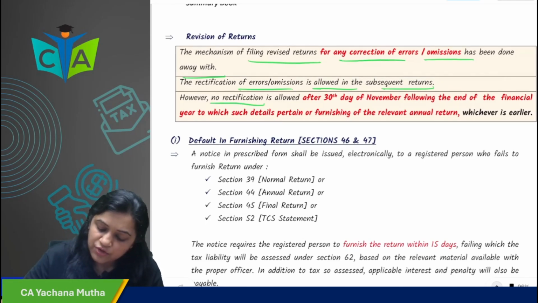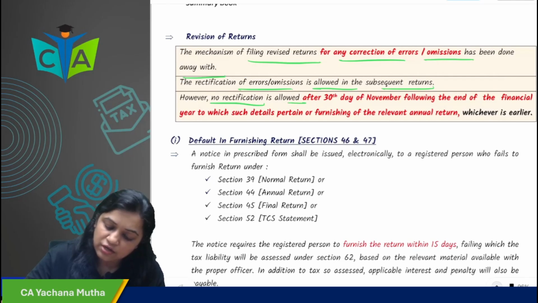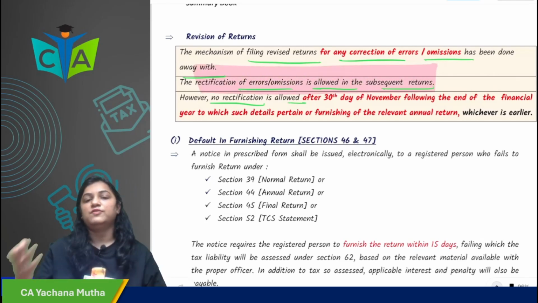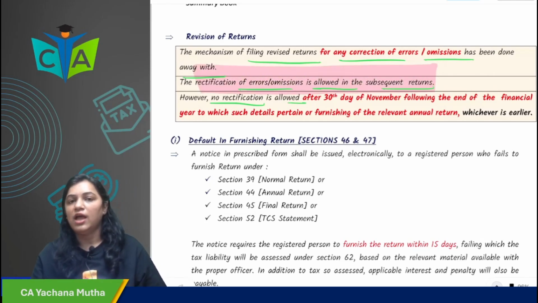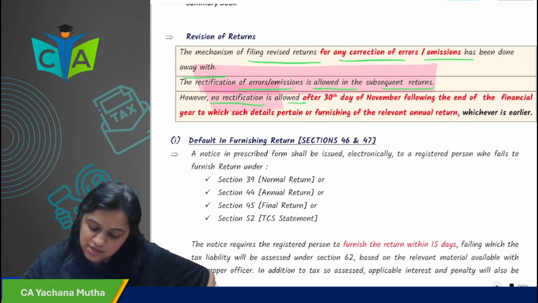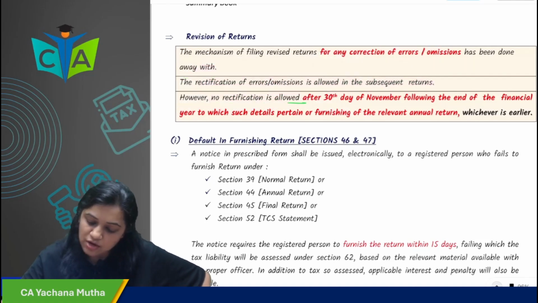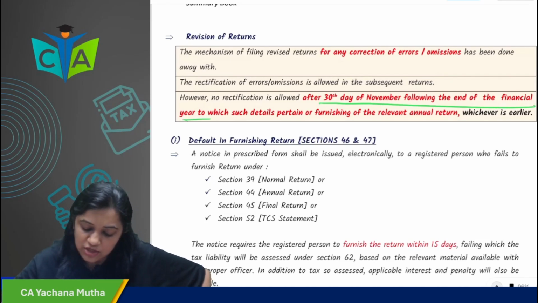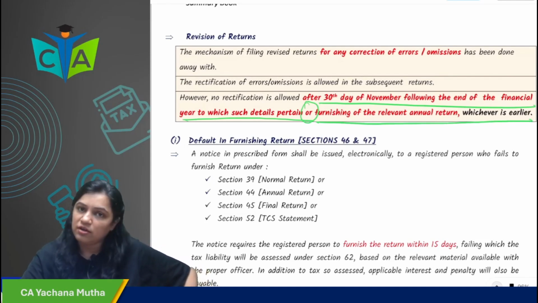So this is written, the rectification is allowed in subsequent returns. Whatever subsequent returns you are furnishing, in that you can do the rectification of the earlier period. Up to which period the rectification is allowed, we'll see. So no rectification is allowed after 30th November following the end of financial year to which such detail pertains, or furnishing of annual return, whichever is earlier.